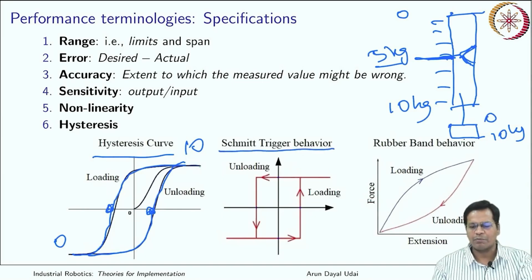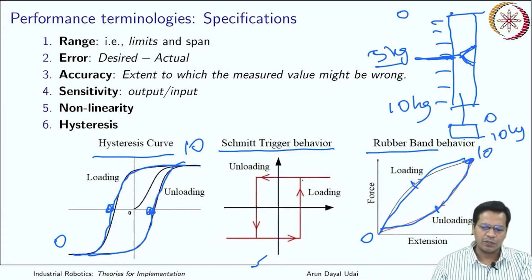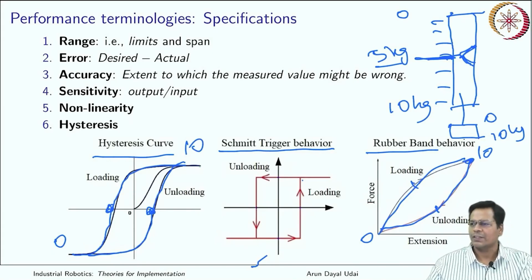One of them is Schmitt-trigger behavior. In this, the line is almost like this, which is rectangular. Another one is a rubber band kind of behavior. So it is a curved shape while going up and a curved shape while coming down. So 0 to 10 is something like this, and anything which is 5 will be somewhere over here. So you got the idea basically what it is. It is a very, very undesirable thing, and normally they are very well compensated so as not to see this kind of behavior in your sensor.